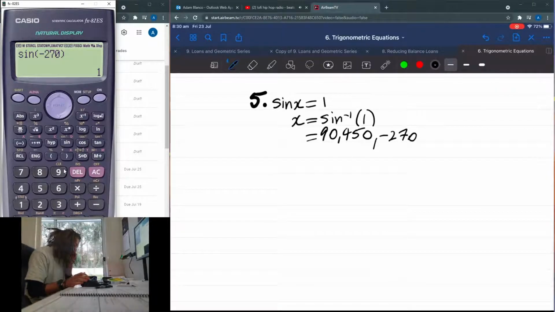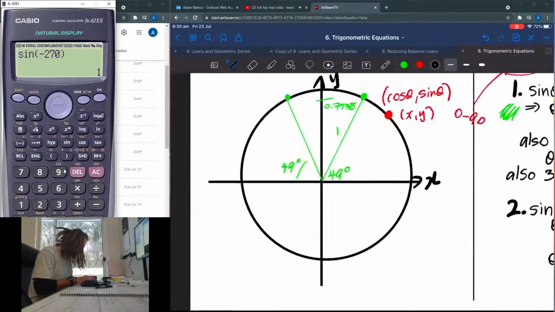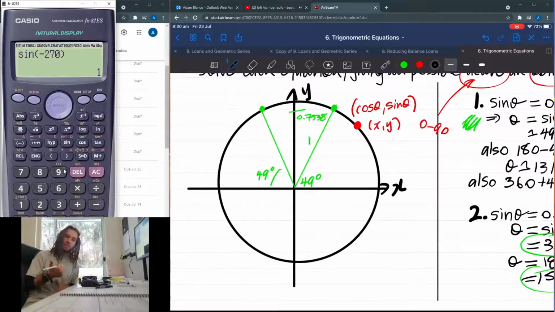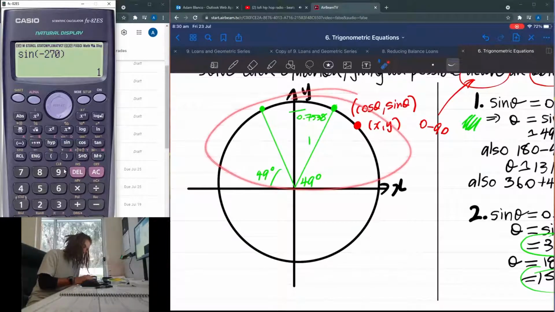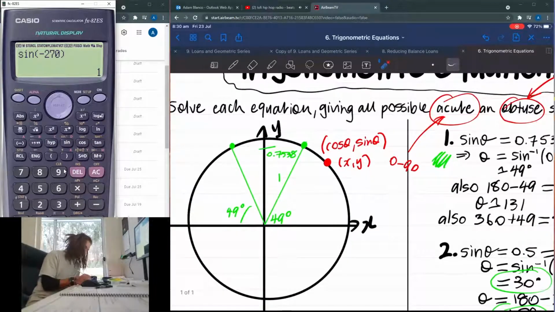Now, the last thing I want to tell you is the textbook is going to assume that you know nothing about negative angles and nothing beyond 180 degrees. So you'll only be working in here. That's why the questions say acute and obtuse, because acute is going to be here, obtuse is going to be here. But I want you to recognize that there exists an infinite amount of these solutions because I can just keep rotating around the circle.